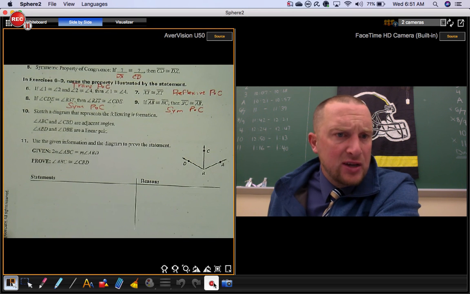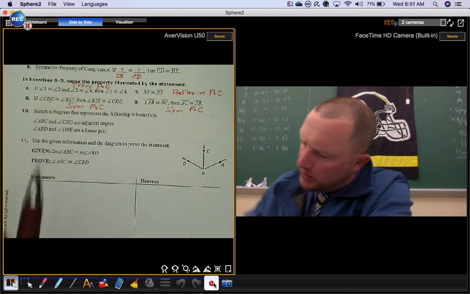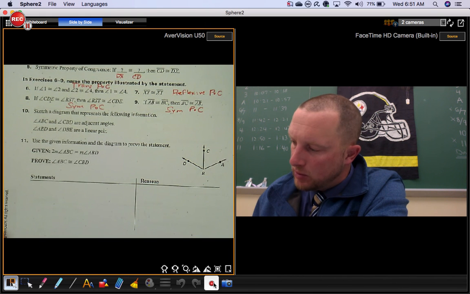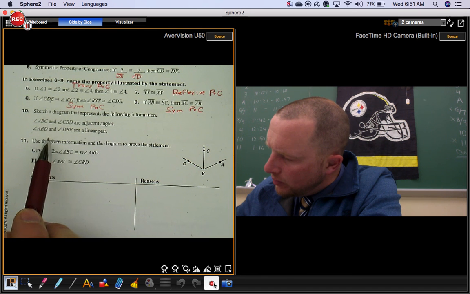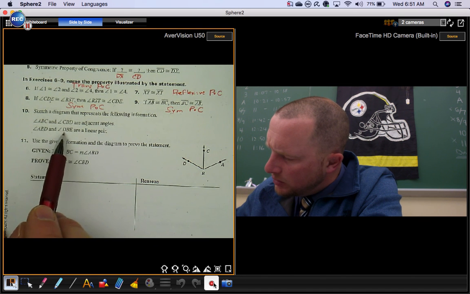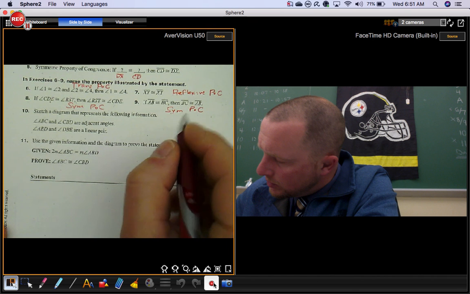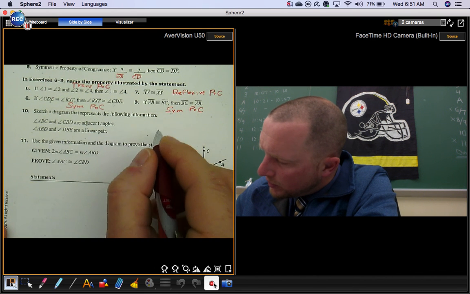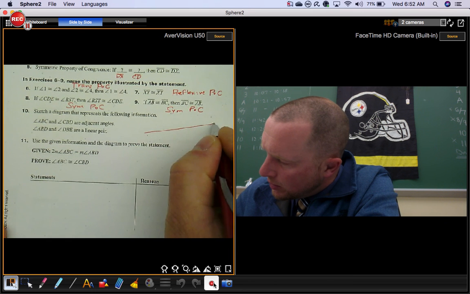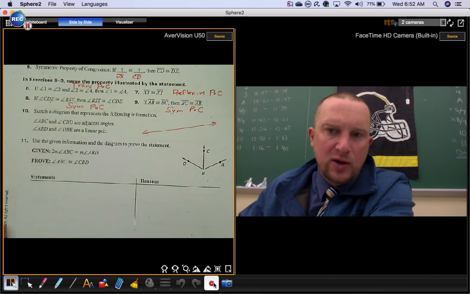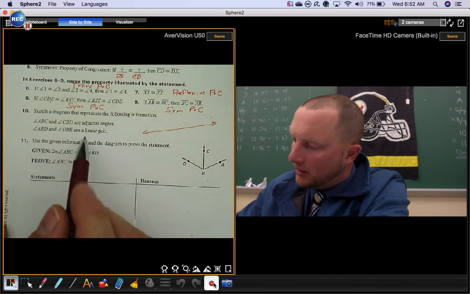Number 10, sketch a diagram that represents the following information. We need angle ABC and angle CBD to be adjacent angles. And we need angle ABD and angle DBE to be a linear pair. Okay, so maybe I'll start there. If we need a linear pair, I'm going to start with a straight angle because that's what a linear pair makes. It makes a line.